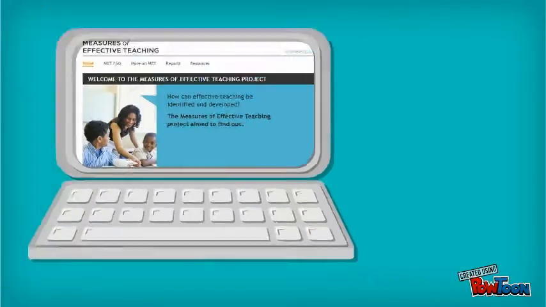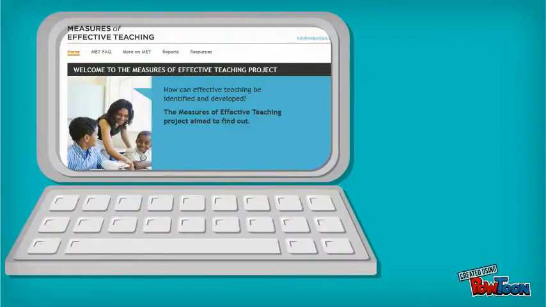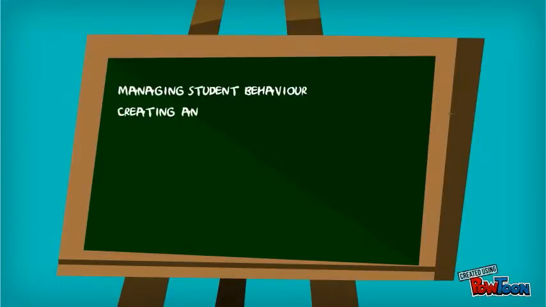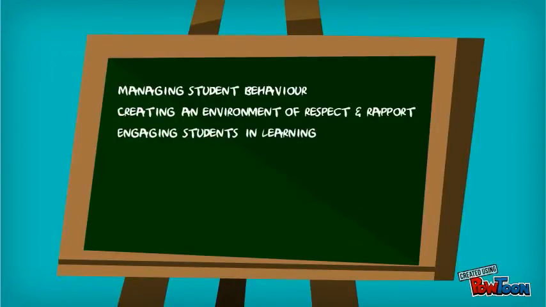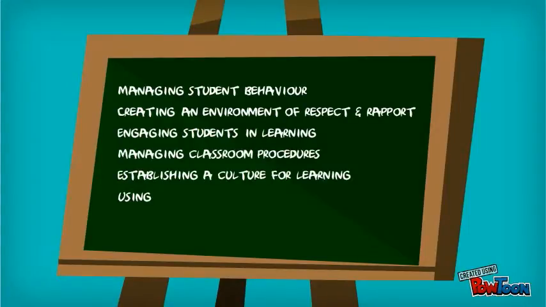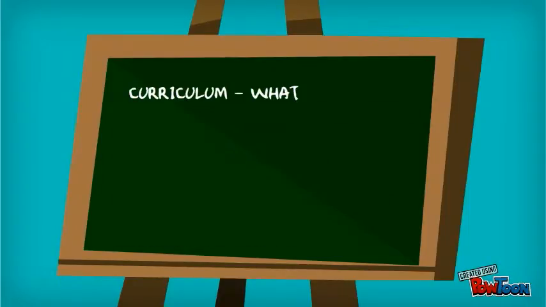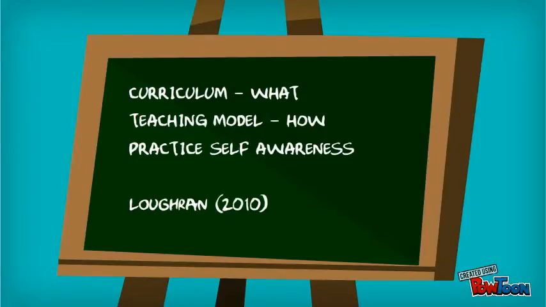The Bill and Melinda Gates MET Foundation are developing a 21st century feedback tool for US schools and have identified 9 key elements successful teachers self-monitor to ensure their effectiveness. Managing student behaviour, creating an environment of respect and rapport, engaging students in learning, managing classroom procedures, establishing a culture for learning, using questioning and discussion techniques, using assessment in instruction, and finally communicating with students. Maintaining a self-awareness of these key elements will ensure optimal student achievement no matter the what curriculum or the how model that is being taught.